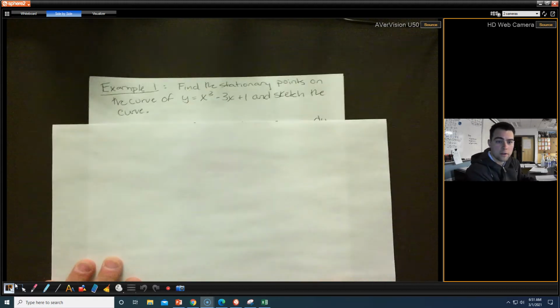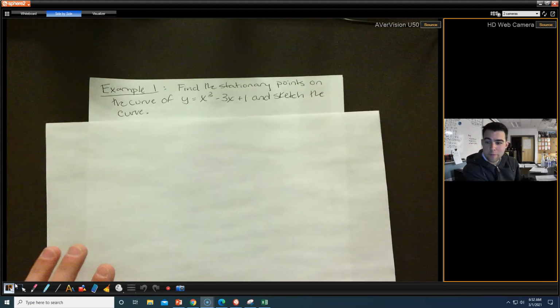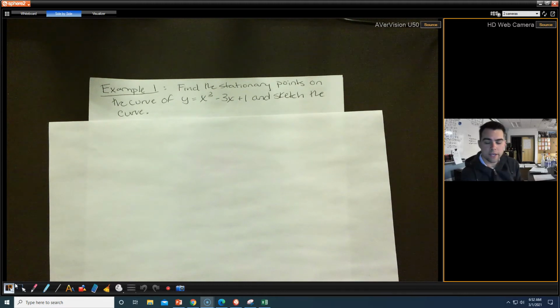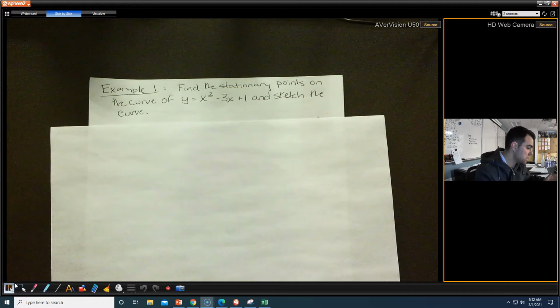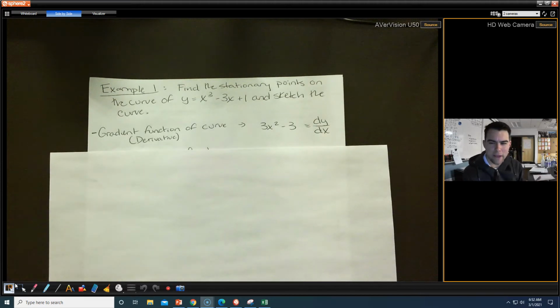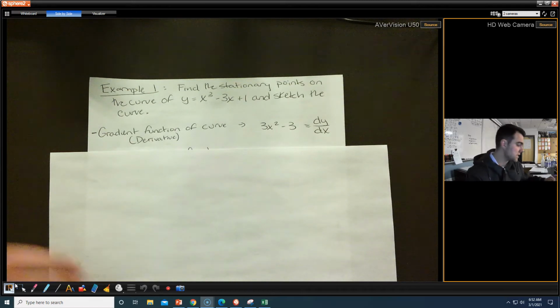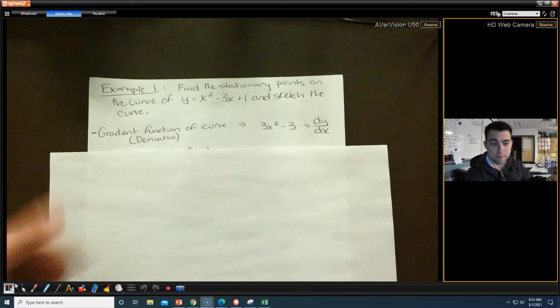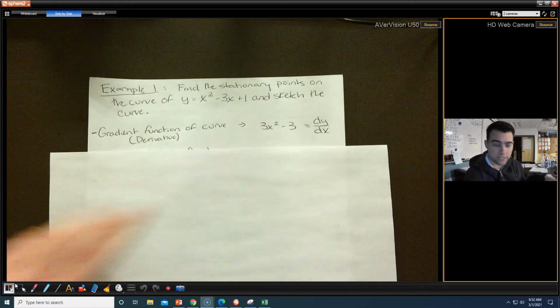Okay. Here's example 1. Something you would see on your homework typically would be something like this. Find the stationary points on the given curve and then sketch the curve. So the first thing we have to do right off the bat for finding the stationary points is find the derivative. If I sketched it, I could probably find the max and min, but sketching it would take forever. The derivative is way quicker, because I can take the derivative using my power rule, and I get 3x² - 3.